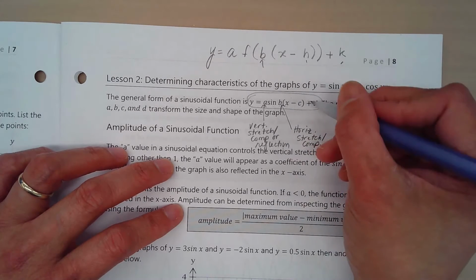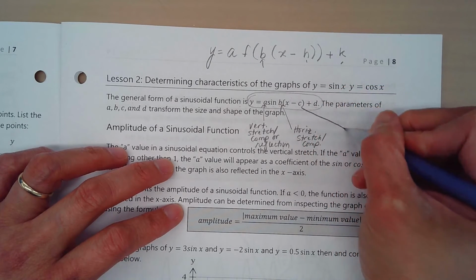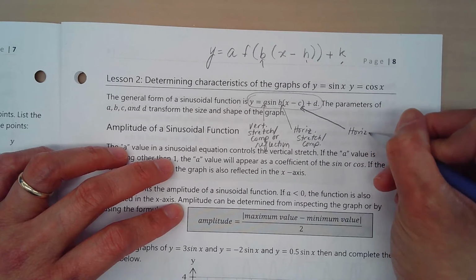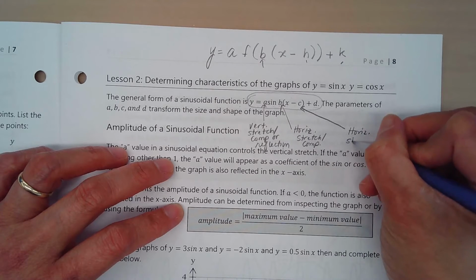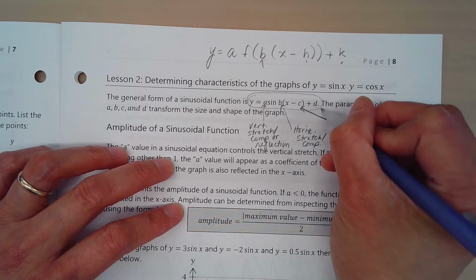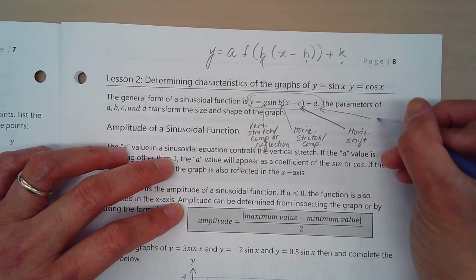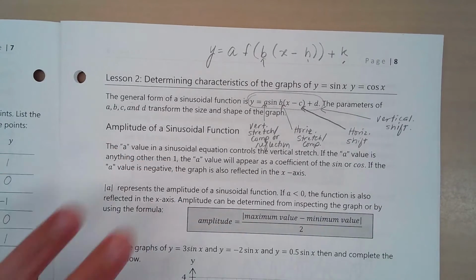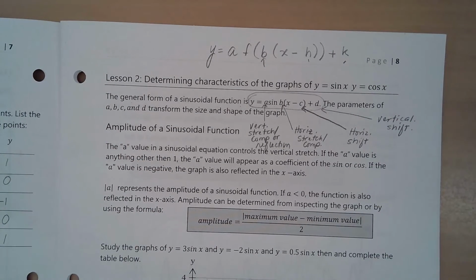And then C is a horizontal shift, left or right. And then D is a vertical shift, up or down. So we know half of these already.